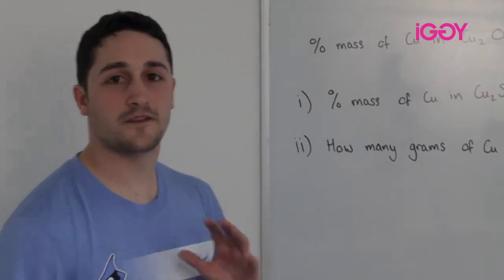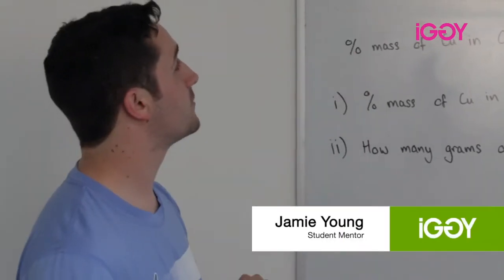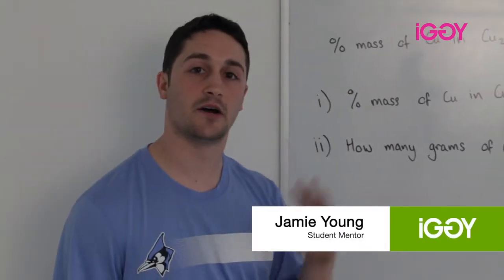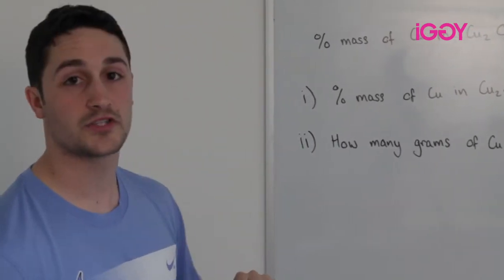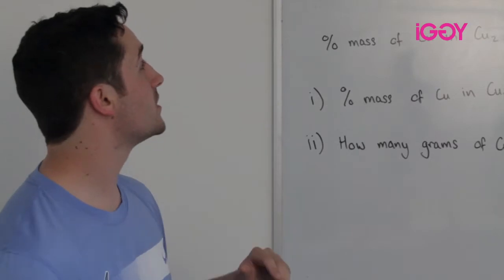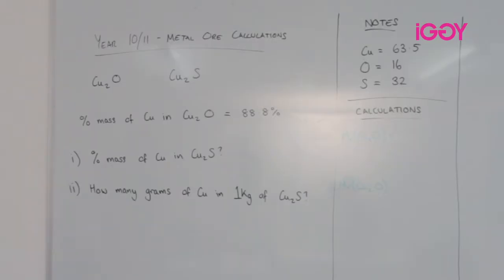Okay, IGGY members, for this chemistry question we're going to be talking through a metal ore calculation. From my flick through of recent exam papers, this is quite a common question that crops up. An example I've got on the board here, but what you're going to be asked to do is calculate the percentage mass of a metal that's contained within an ore.